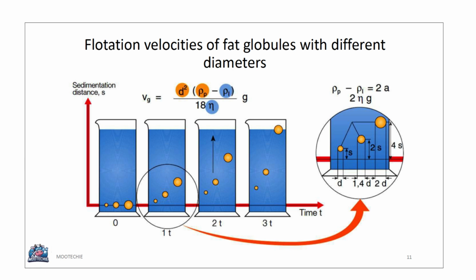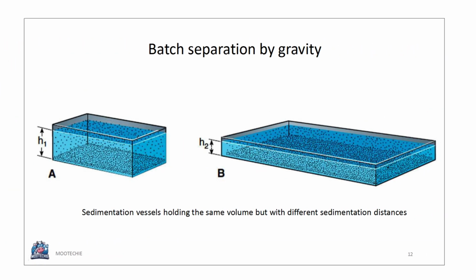This graph illustrates the flotation velocities of fat globules with different diameters, showing how smaller particles move more slowly according to the equation. Sedimentation can be done in batches using gravity. This diagram shows two sedimentation vessels, A and B, which hold the same volume but have different sedimentation distances, labeled H1, H2, and H3. The height of the vessel impacts how quickly separation occurs.